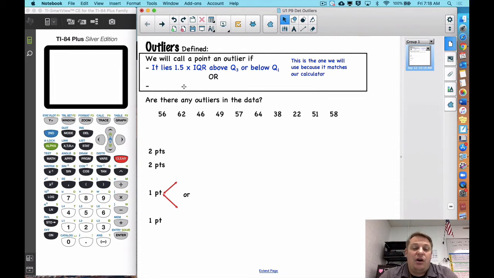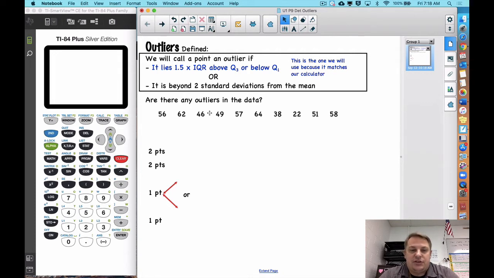I do want you to know the other way that is acceptable to identify an outlier is if it's beyond 2 standard deviations from the mean. And we haven't talked about standard deviation yet, so that's the other reason we're not going to use this right now, but that is another way that you can identify an outlier.